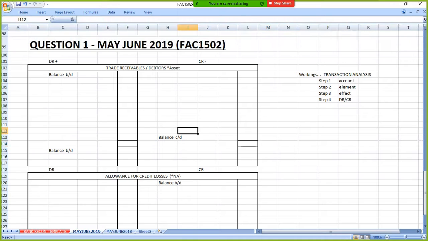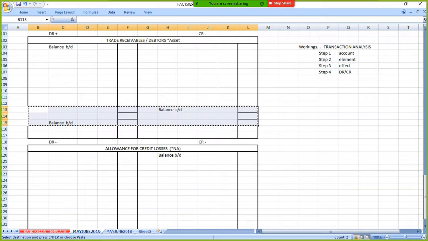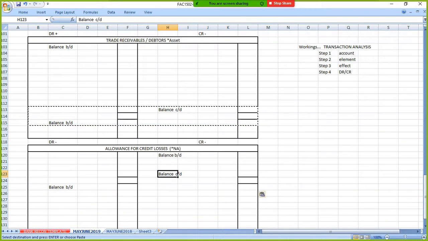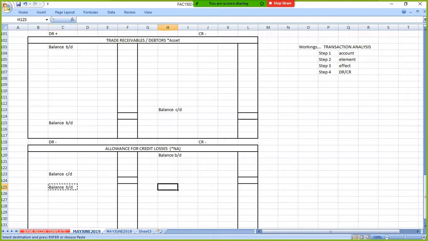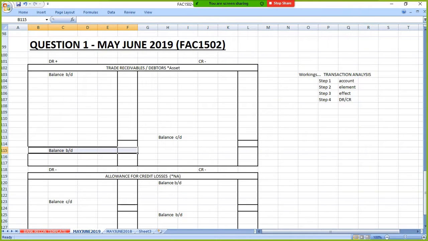Okay, this is layout formats. Same with the allowance for credit losses. You would expect to have a balance, but not brought down and carried down. It'll be on the other side. It'll be like that. Right. Okay, because you expect a negative asset to have a credit balance. You would expect an asset, which is debtors, to have a debit balance. All right, so there's step number 1. Draw up your answer sheet, your template, your layout, your format.